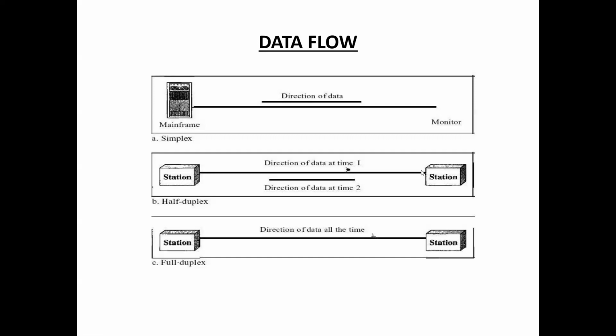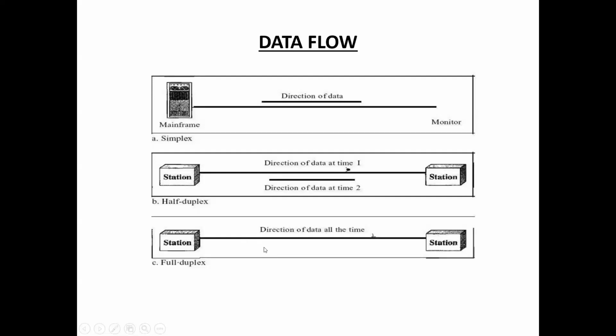See here, station 1, station 2. If station 1 is sending the data, then station 2 is receiving the data. Okay, if station 2 is sending the data, then station 1 is only receiving the data. That means each station can both transmit and receive, but not at the same time. Next, suppose station 1 sends the data at time 1, and next station 2 sends the data at time 2.